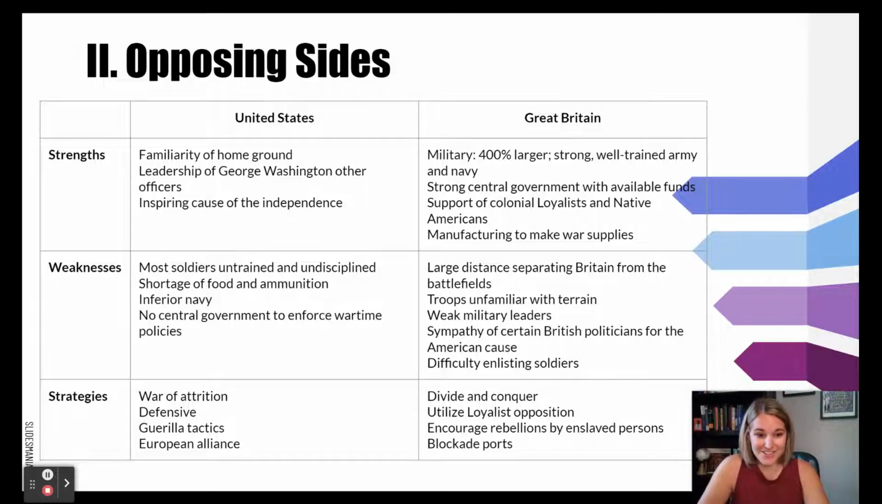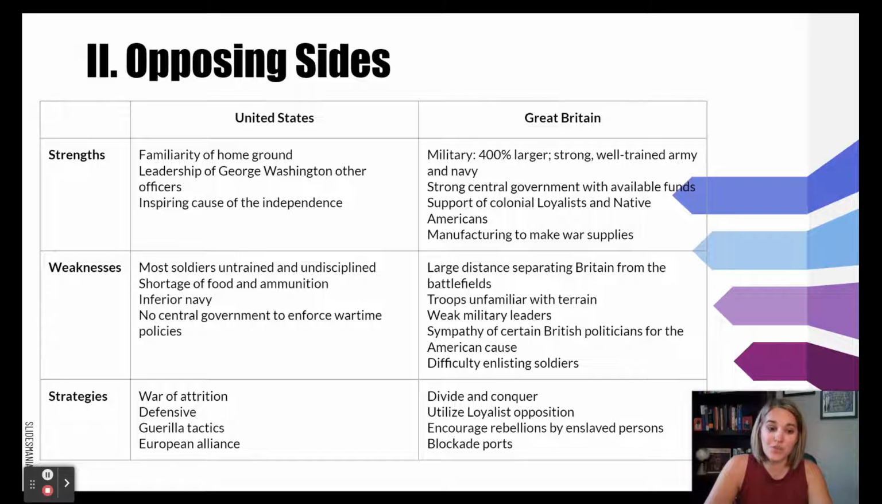So what are their strategies? It's a war of attrition. It's a war where they're going to just try to wear down Great Britain. So they're going to play defense. They are going to just try to wait it out, try to last as long as they can, fight in a different way than Britain is used to, obtain European allies to help them so that eventually Great Britain just decides it's not worth fighting anymore.